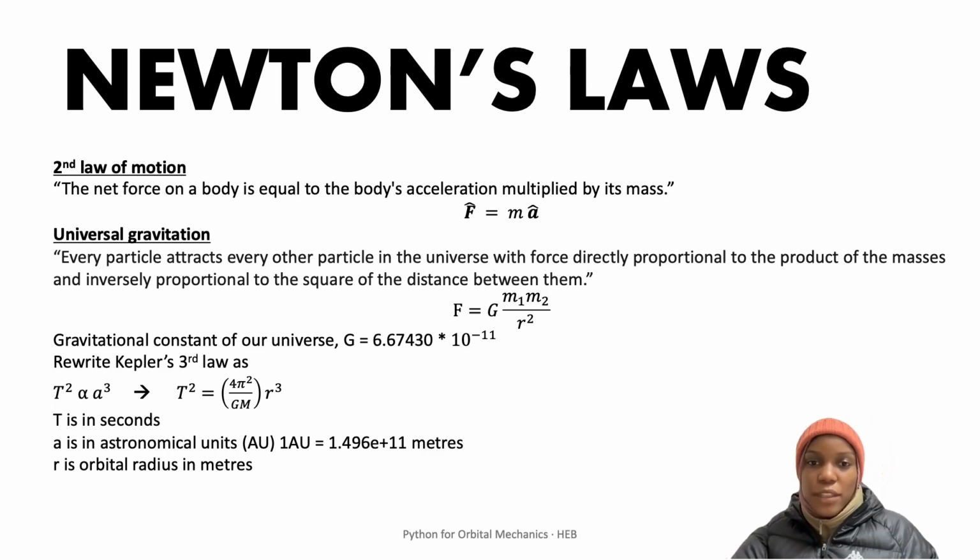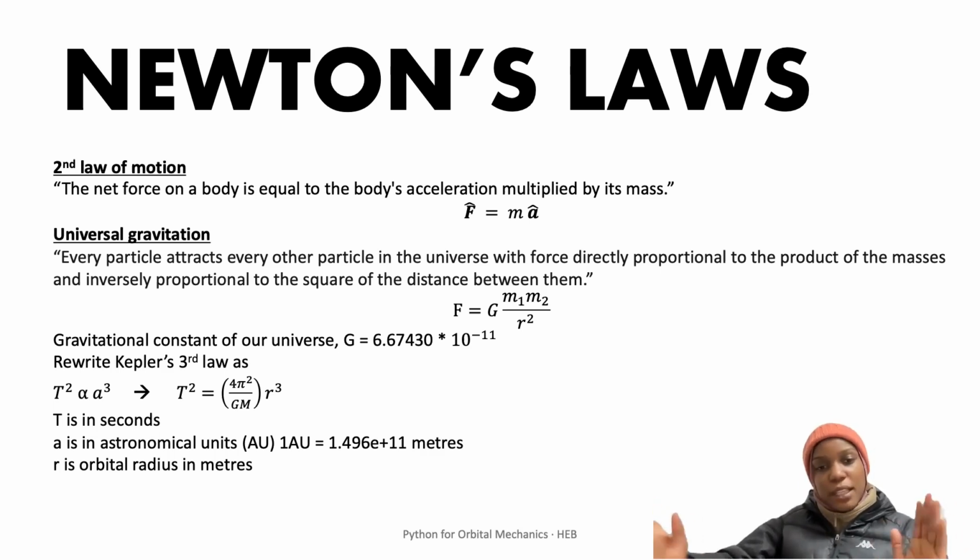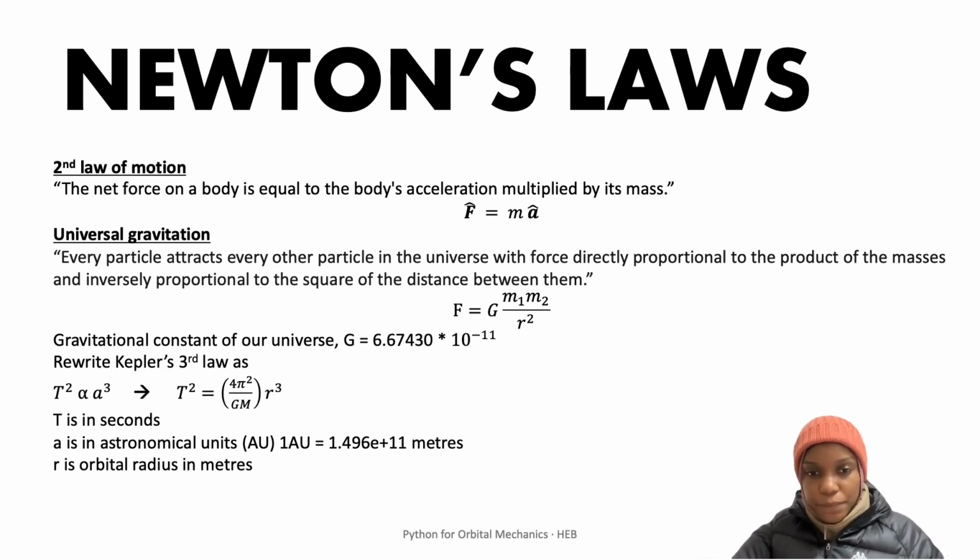So with this equation now, we can rewrite Kepler's third law as this. And as I mentioned before, A is the semi-major axis. So this was now replaced by R, which is the same thing, like the radius between the planet and the sun, or the bigger body.